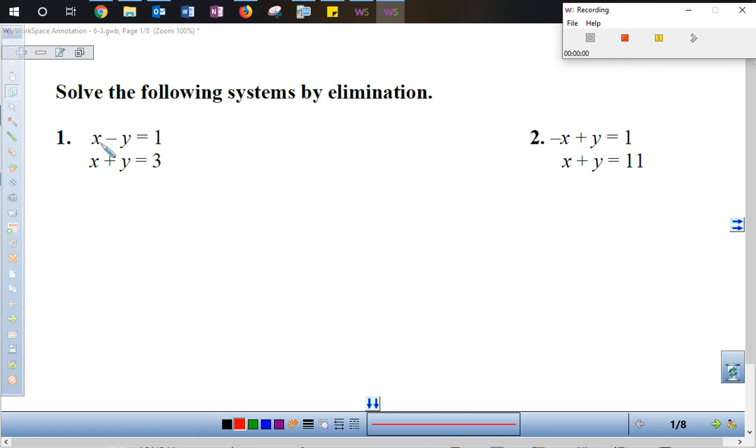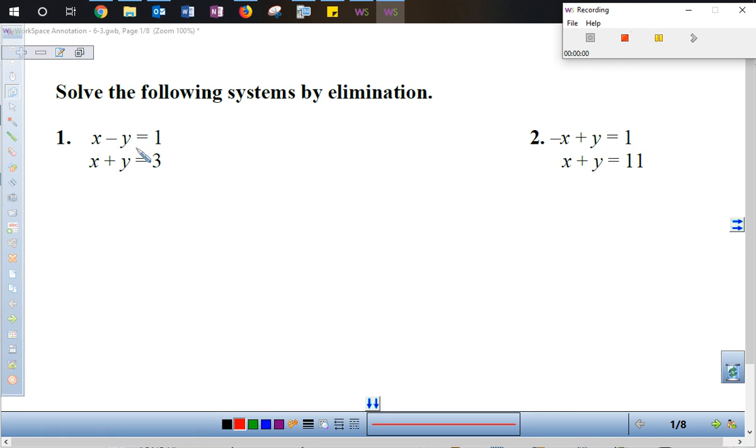So if I look at my x variables, they both have the same coefficient. They both have a 1 in front of it, but they have the same signs, a positive and a positive. So if I add them together, they won't disappear. Now my y's have the same coefficient. We have a 1 and a 1, but they also have different signs. So that's good. That means when I add them together, they'll eliminate.